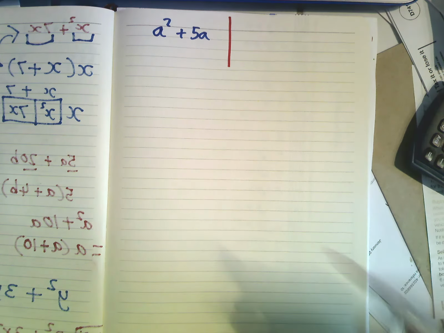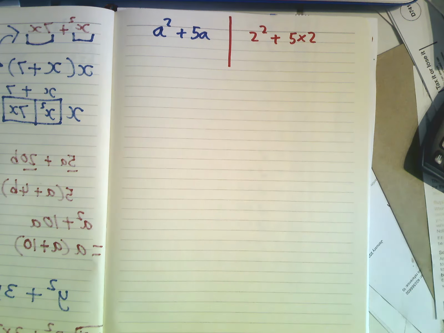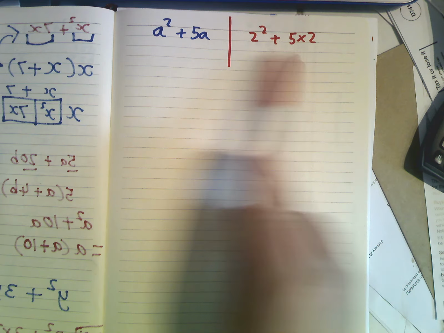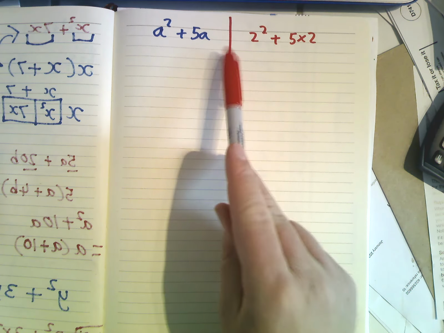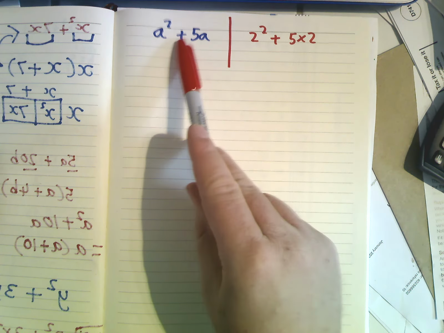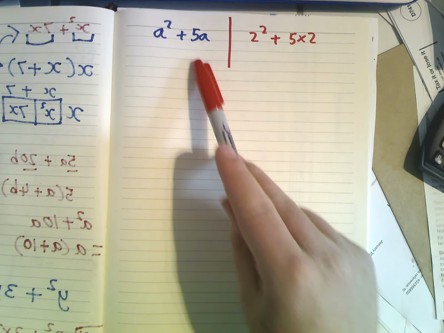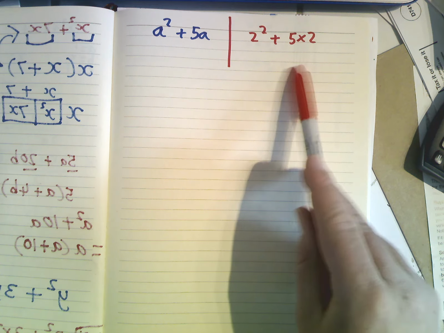So let's think of it like this. Let's do 2 squared plus 5 times 2. Okay, so you might notice straight away that this expression is very similar to this, except instead of using a, I've used 2. So instead of writing a squared, I've written 2 squared, and instead of writing 5 times a, which is what 5a refers to, I've written this.